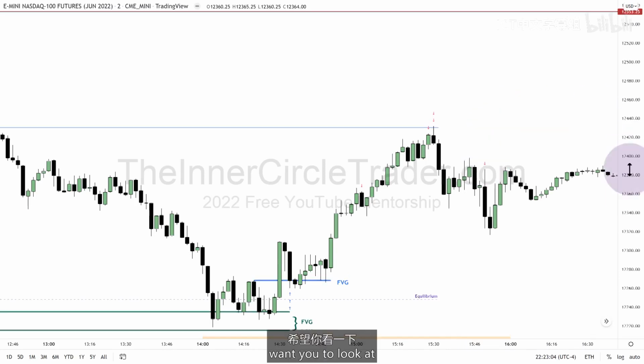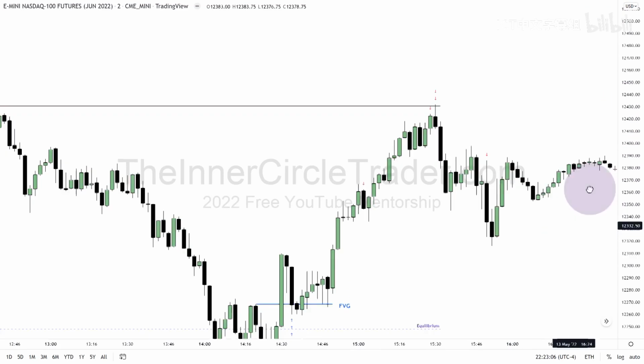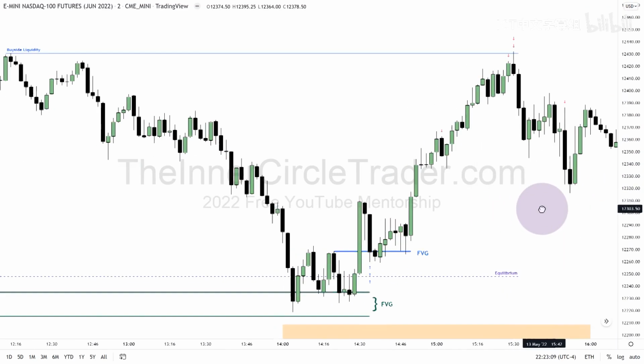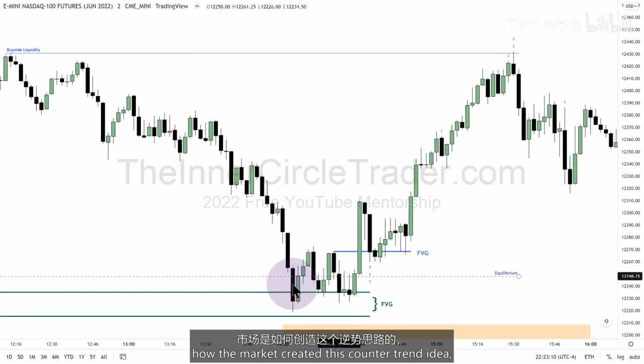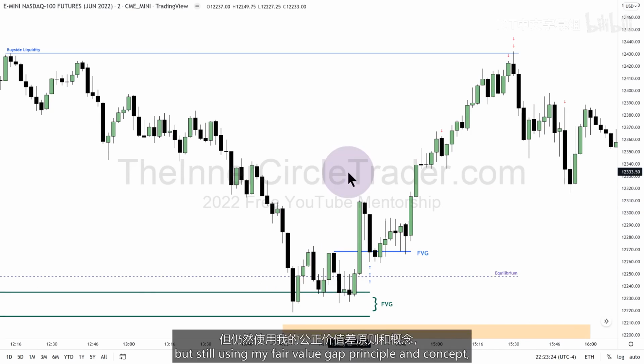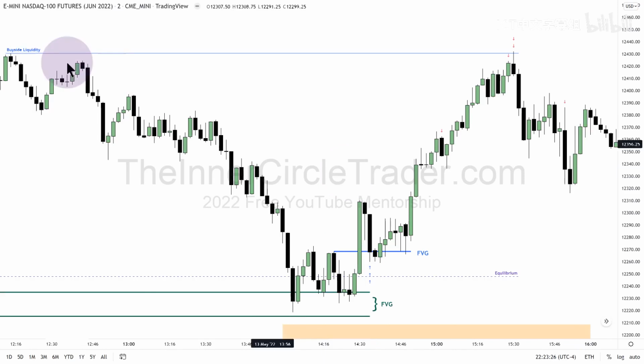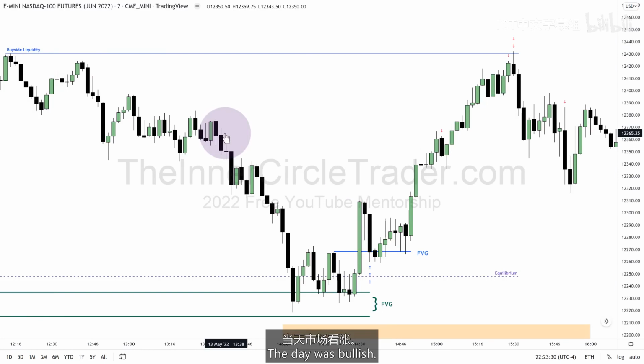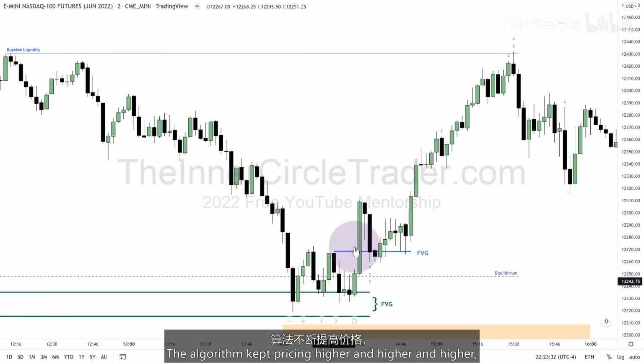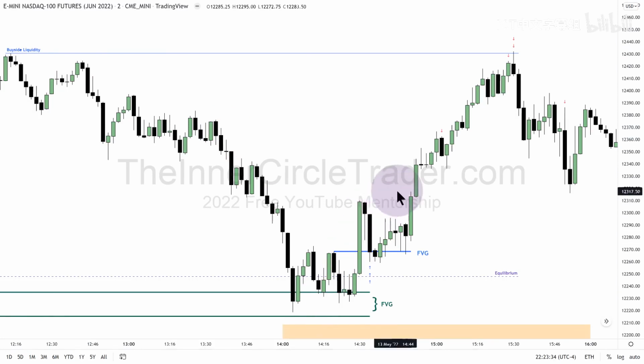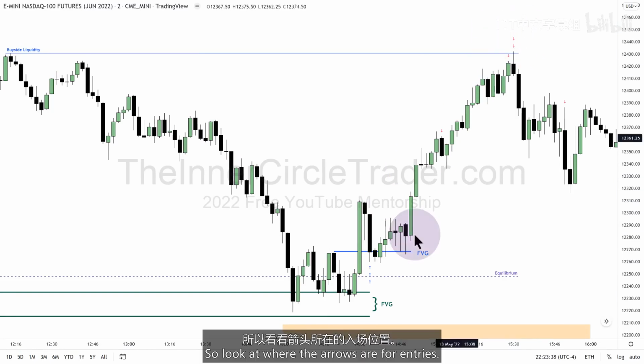And I want you to look at how the market created this counter trend idea, but still using my fair value gap principle and concept. Liquidity was above here. The day was bullish. The algorithm kept pricing higher and higher and higher. And the logic was delivered here. So look at where the arrows are for entries.